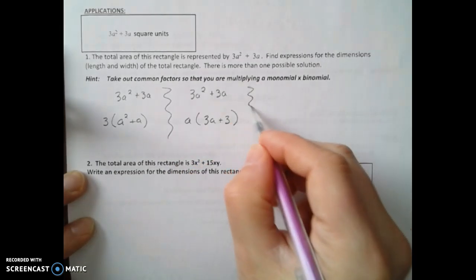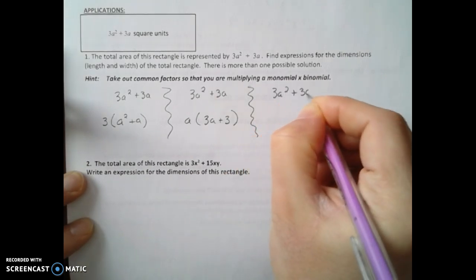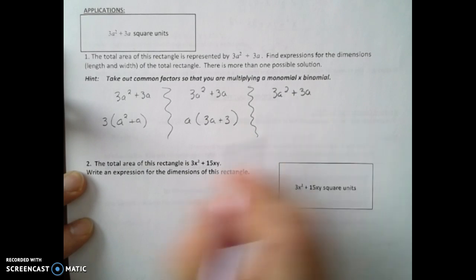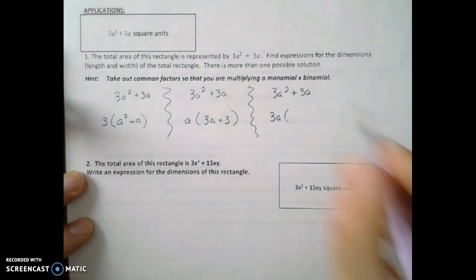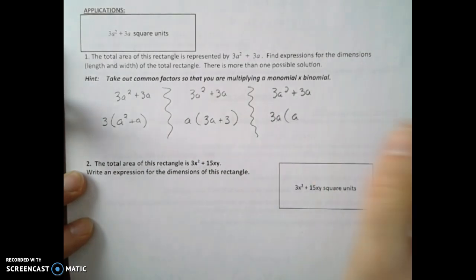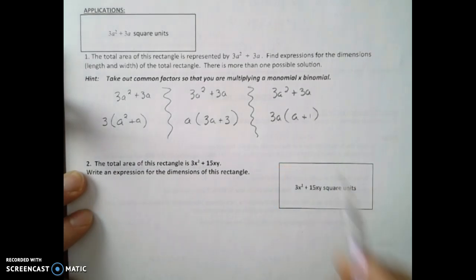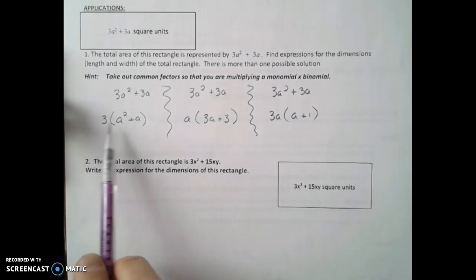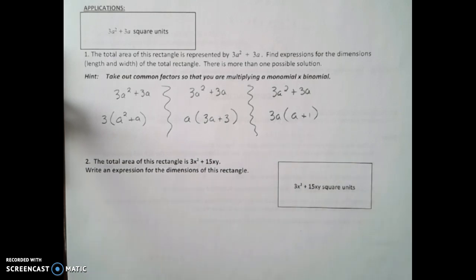But the third way, and probably the best way to do this, would be if we were to factor out the greatest common factor. Looking at both terms here, they have a 3 and an a in common, so 3a would be my GCF. 3a squared divided by 3a is going to leave me with a, and when I divide 3a by itself, that leaves me with positive 1, and so I could have 3a times a plus 1. In each case, one of the factors would be the length, and the other factor would be the width.